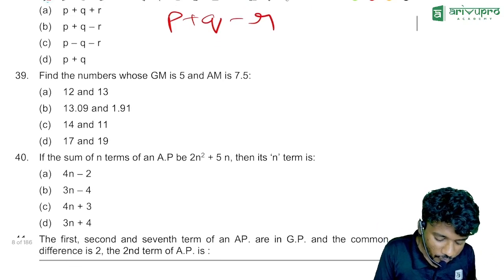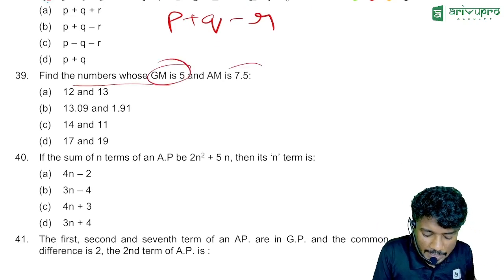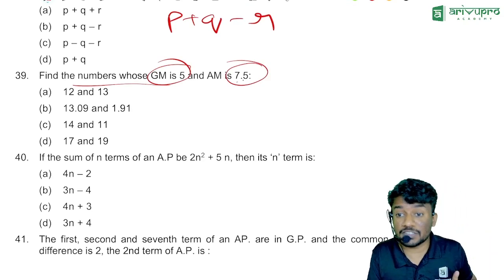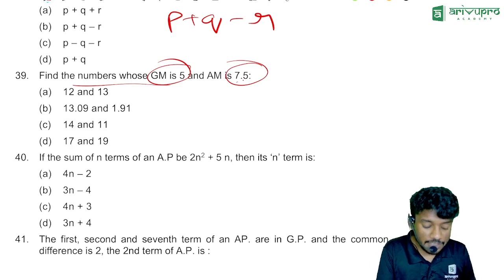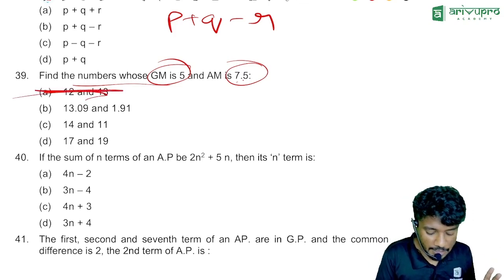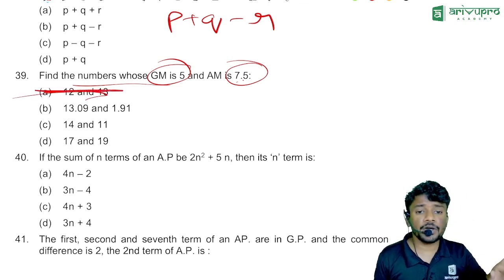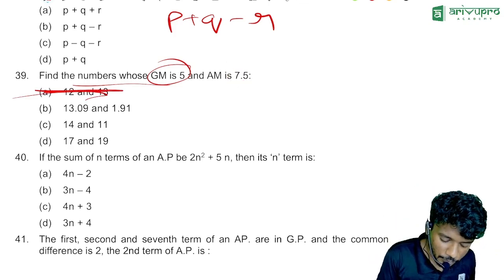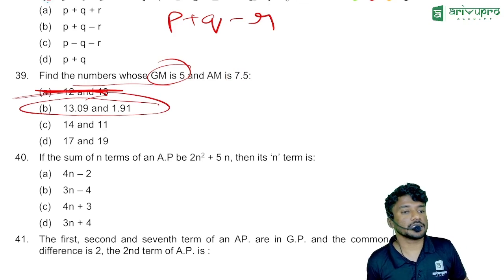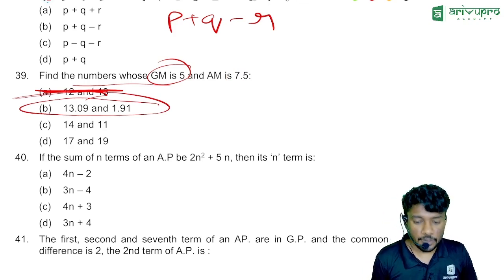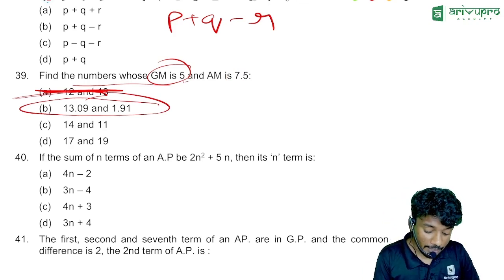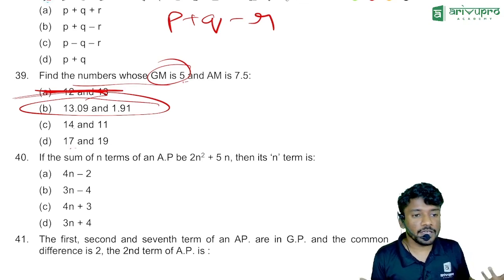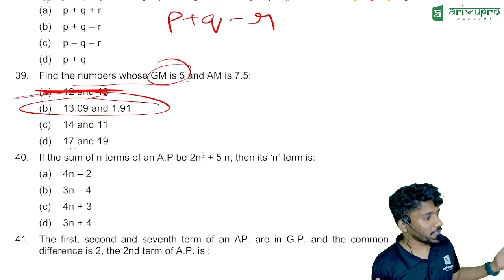Now, find the numbers whose GM is 5 and AM is 7.5. So we will check the first option. 12 plus 13 divided by 2 is how much? 12.5. So option A is wrong. Try option B. 13.09 plus 1.9 divided by 2 is 7.5. So option B is our answer. Got it? Do you go and find GM again? No. Anyway, 14 plus 11 is 25, sorry, 12.5. Anyway, that won't be AM. So this is our method.